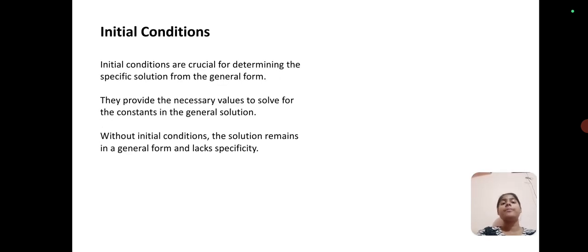Initial conditions. Initial conditions are crucial for determining the specific solution from the general form. They provide the necessary values to solve for the constants in the general solution. Without initial conditions, the solution remains in general form and lacks specificity.